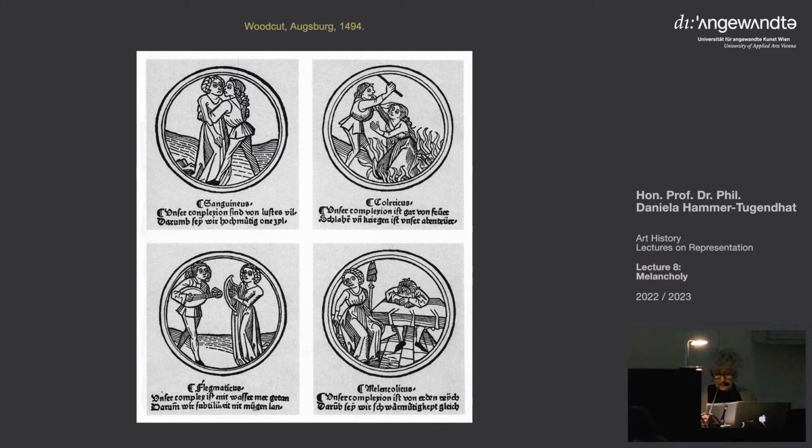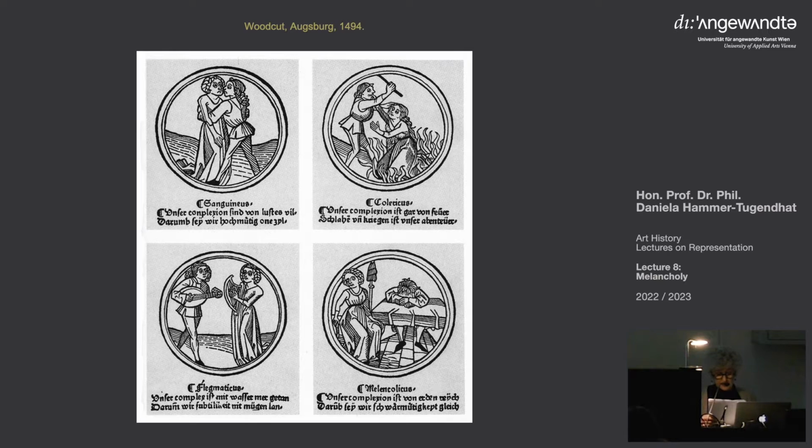The organ identified with black bile is the spleen, and the parts of the body most affected by the fluid are the heart, the head, and the stomach. When all 4 fluids are in a state of perfect balance, harmony and good health result. The fluids determine a person's temperament.